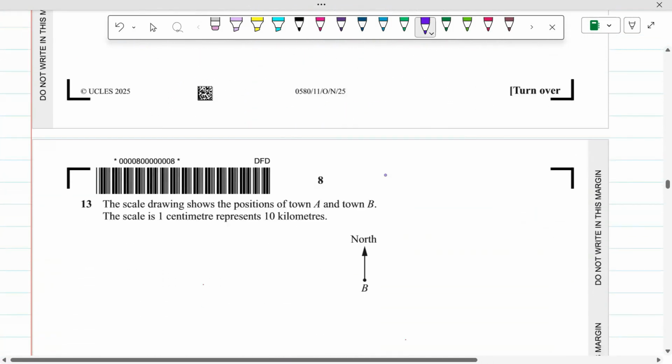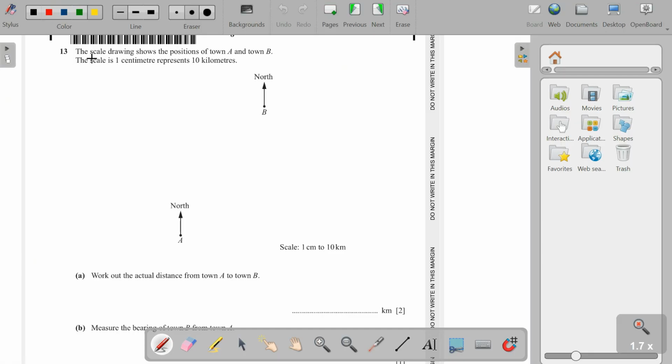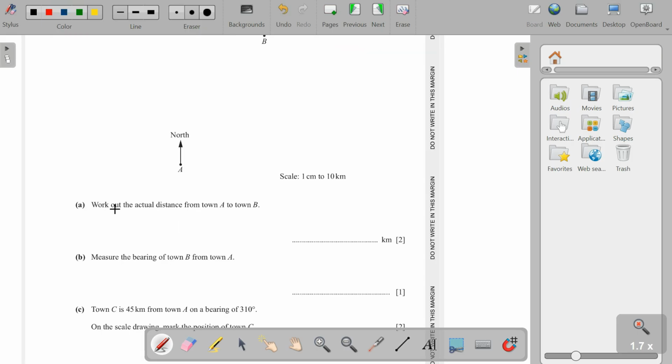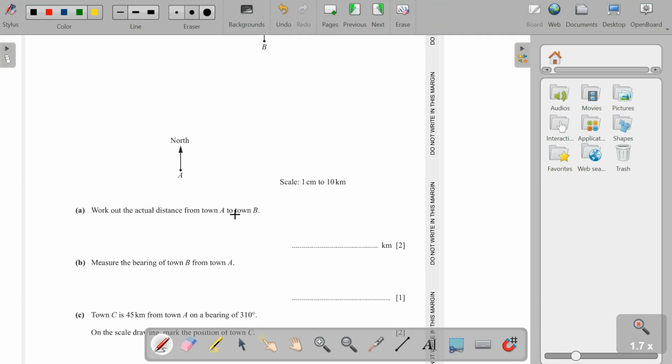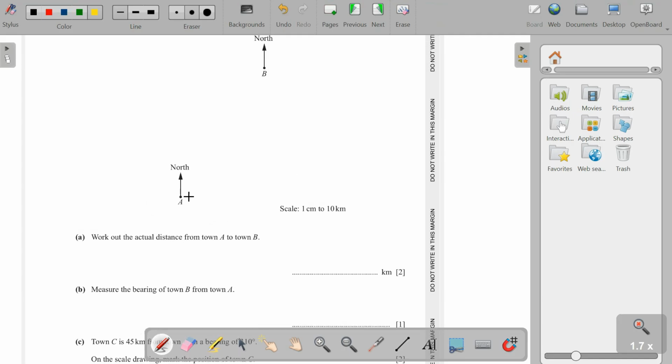Okay, let's move to question number 13. Question number 13, the scale drawing shows the position of town A and town B. This is town A, this is town B. The scale is 1 centimeter represents 10 kilometers. So 1 centimeter is equal to 10 kilometers. Part A, work out the actual distance from town A to town B. We need to calculate the distance from town A to town B.